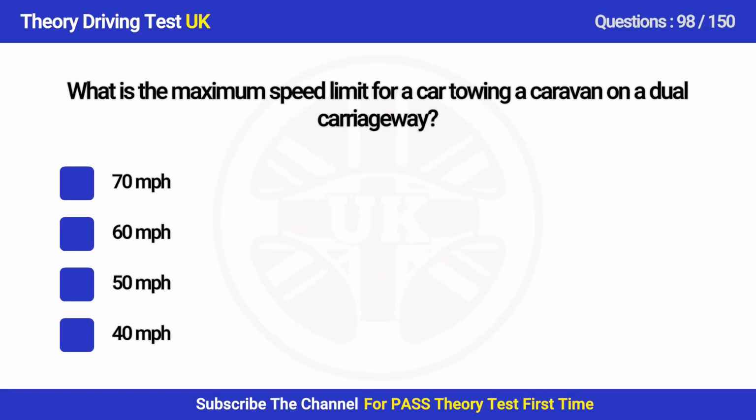Question 98. What is the maximum speed limit for a car towing a caravan on a dual carriageway? A. 70. B. 60. C. 50. D. 40.